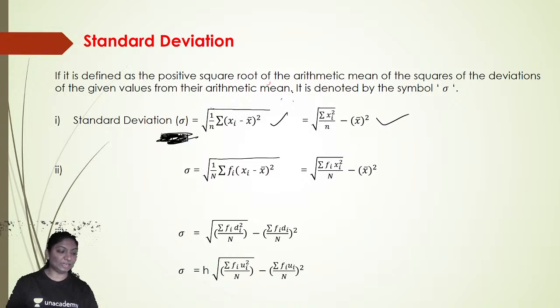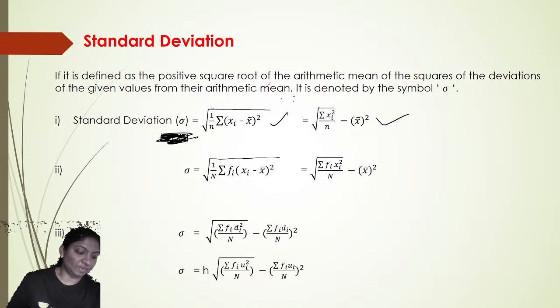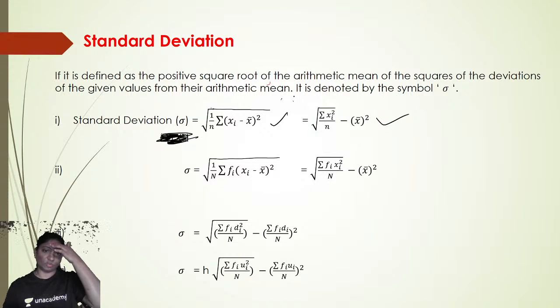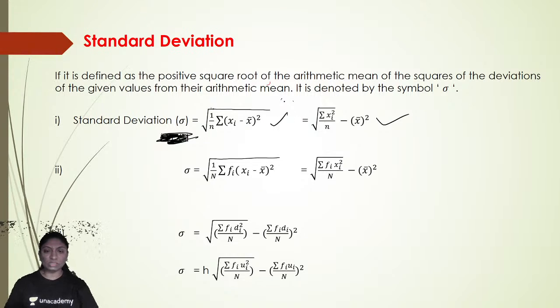तब जो भी discrete data दिया हुआ है आपको, उसके लिए ये है standard deviation. मतलब individual observations अगर दिए हुए हैं xi, x1, x2, x3, then you can use this formula. Second one, sigma is equal to square root of 1 upon n summation of fi into (xi minus x bar) whole square, which is equal to square root of summation of fi xi square upon n minus x bar square.